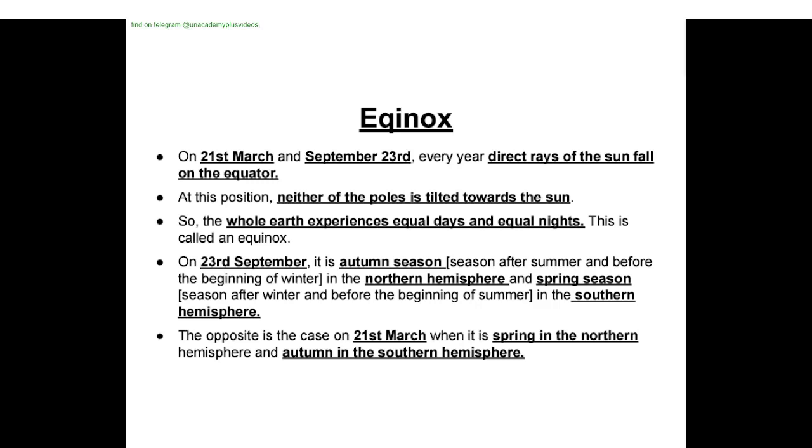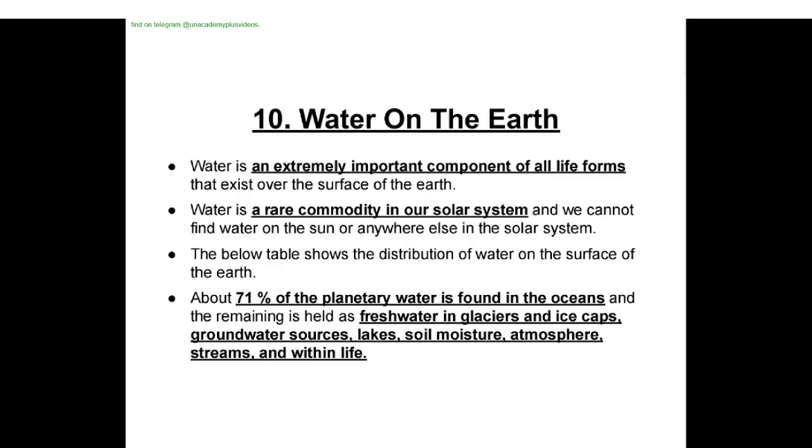On 23rd September, it is autumn season after summer and before the beginning of the winter in the northern hemisphere, and spring season in the southern hemisphere. The opposite is the case on 21st March, when it is spring in the northern hemisphere and autumn in the southern hemisphere. Oceanography.